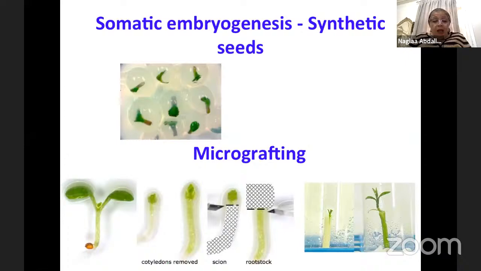The other application is micrografting. If you want to have the root from one plant and the shoot from another plant, we can use micrografting, by grafting the shoot from one explant with the root from another explant at the tissue culture level, and we will have the grafted plant ready for cultivation.